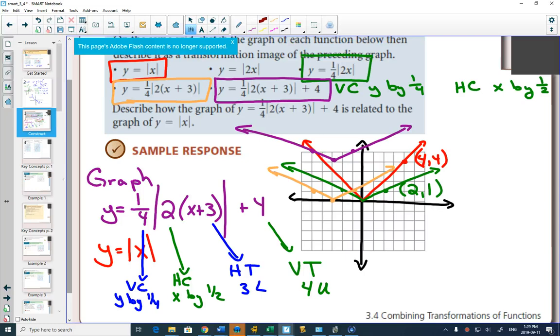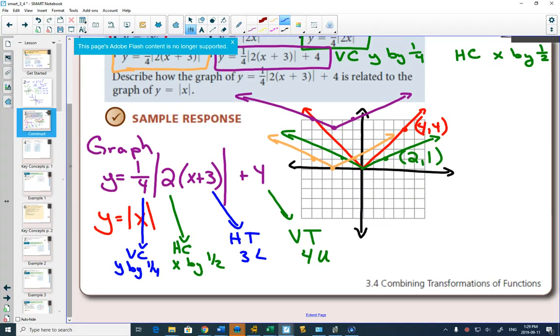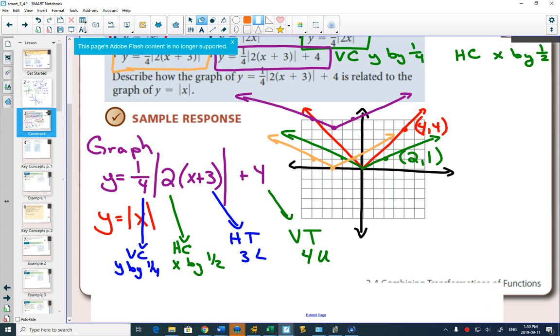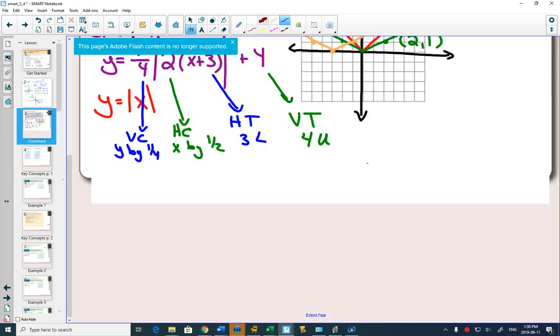How can we do all of these together? Well, what we're going to do is take our original graph, some key points from our original graph. So obviously, I need to take 0, 0, because on my absolute value, that's like the vertex. That's a key point. That's where it changes direction. I'm going to need 0, 0.